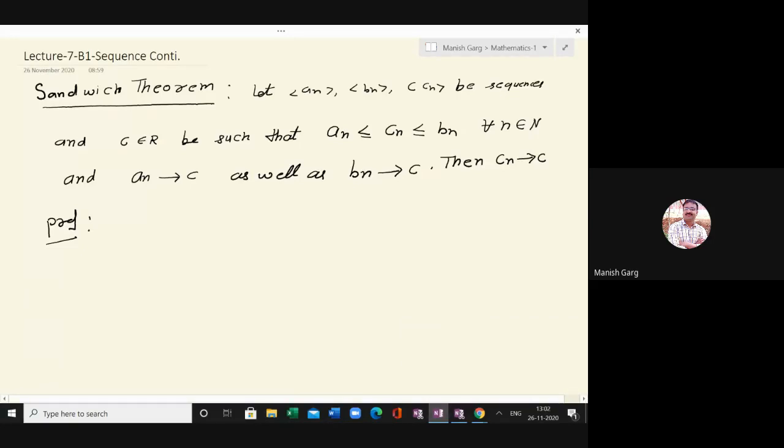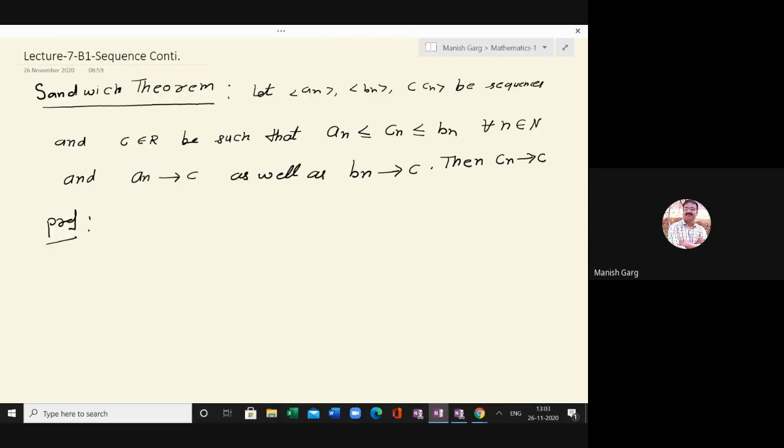So now, yesterday I told you the sandwich theorem. The sandwich theorem says: if you have three sequences an, bn, cn and a real number c such that an is less than or equal to cn is less than or equal to bn for all n, and an converges to c as well as bn converges to c, then you can say cn must converge to c. I have done one example on the sandwich theorem in the previous lecture.